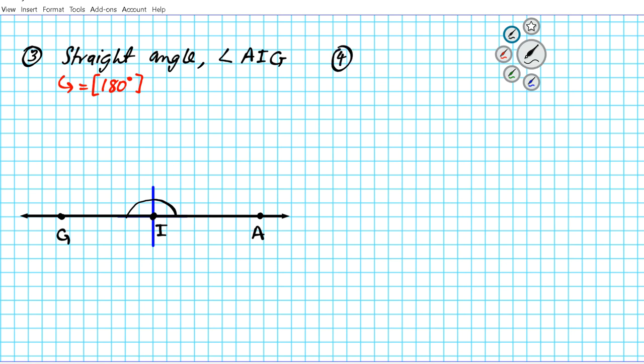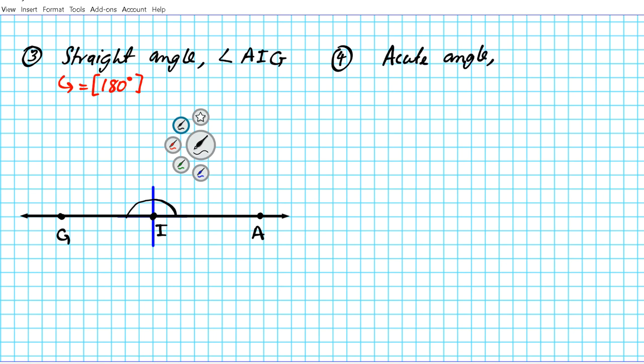All right, let's take a look at another example. What if we're to graph an acute angle, and it's angle JPM. All right, so what is an acute angle? Do you remember what an acute angle is? That's the first one in our list. An acute angle is any angle that's between 0 and 90 degrees.